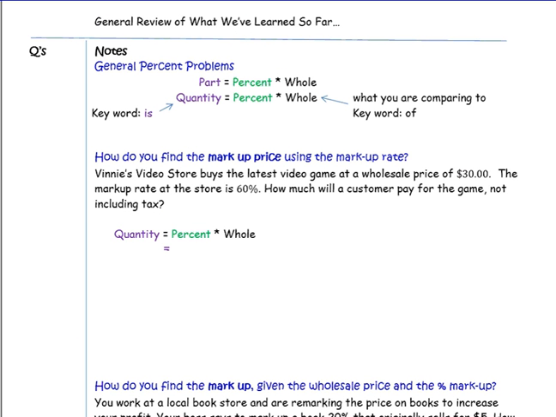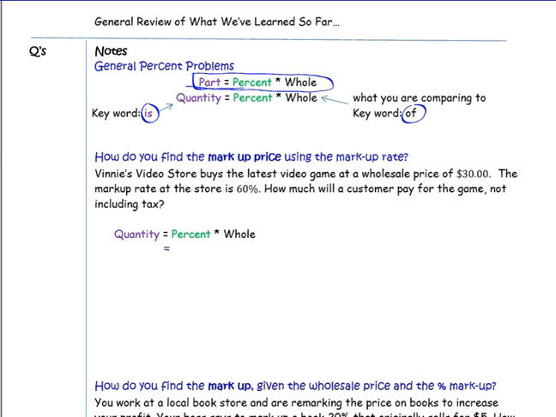So what we're going to do next is just a general review of what we learned so far in Module 4. For general percent problems, you've got your formula. The part equals the percent times the whole. And the part is the quantity. And keywords that you can look for to help you figure out which number is the quantity is the word is. Then the percent, remember to write that as a decimal. The whole, that's what you are comparing it to. And a key word for that is the word of. Now that doesn't always work, but it often does.